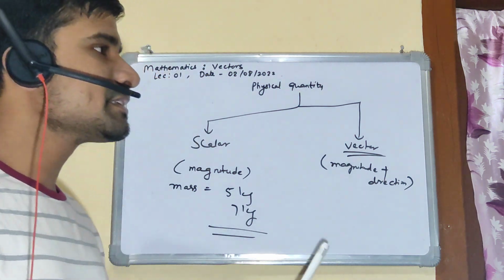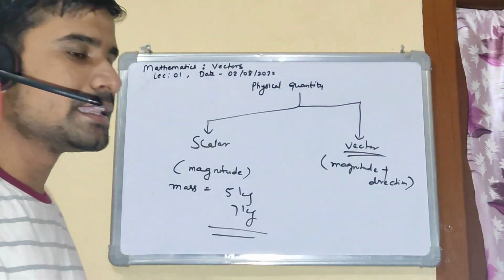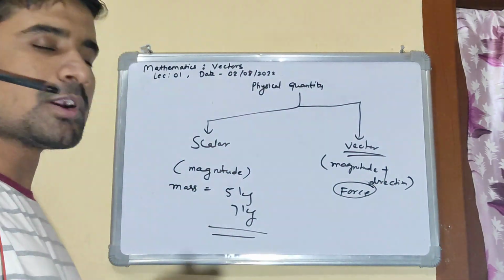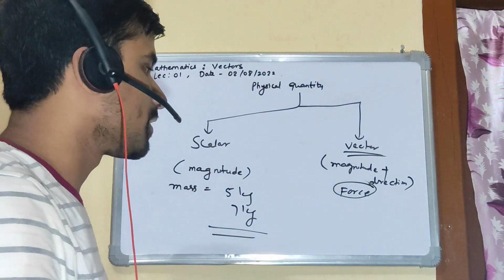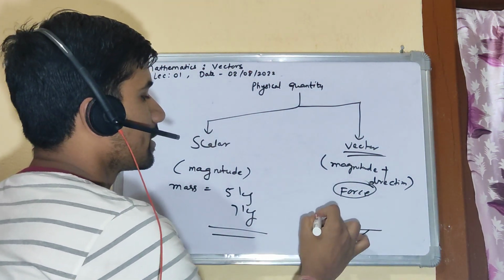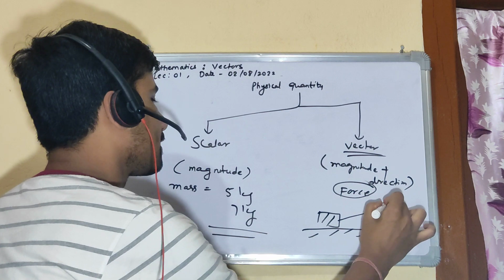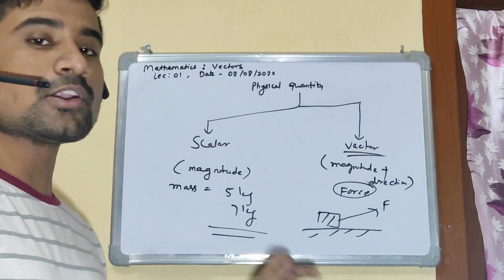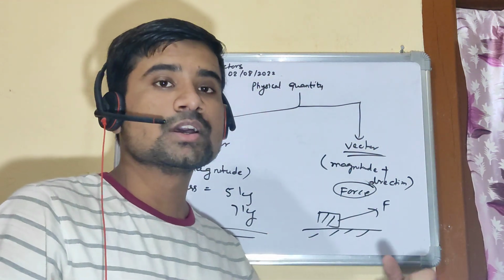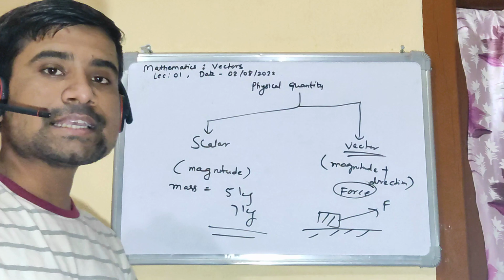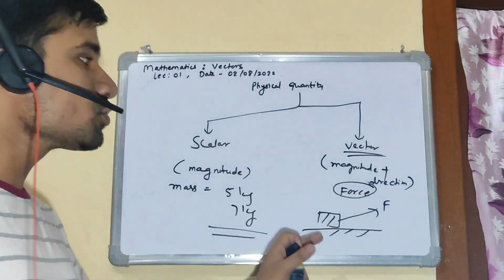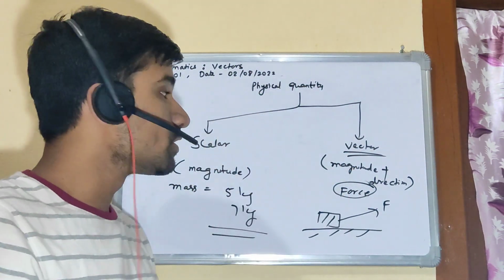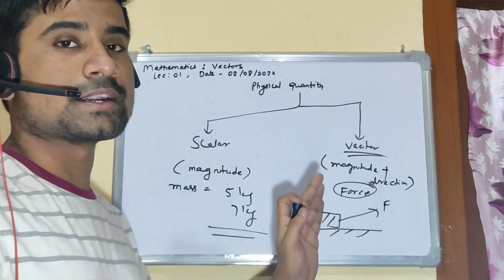So let's take an example for a vector quantity as well. Let's say force. When we talk about a force acting on any particular object, let's say there is an object and there is a force acting here. We are not just concerned about the magnitude of force, but we are also concerned about the direction of force, because direction will also determine my acceleration, right? So those quantities in which I am concerned about both magnitude as well as direction are called vector quantities, right?